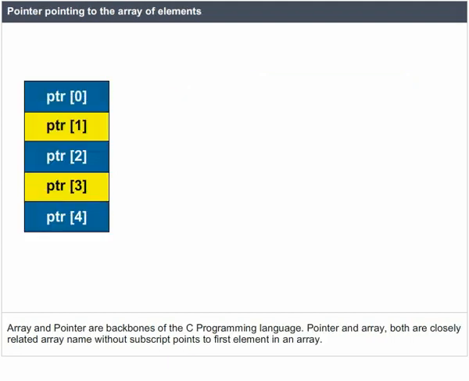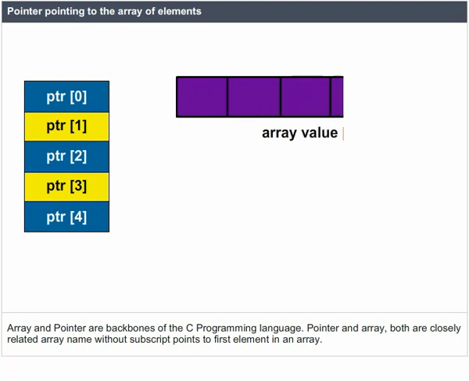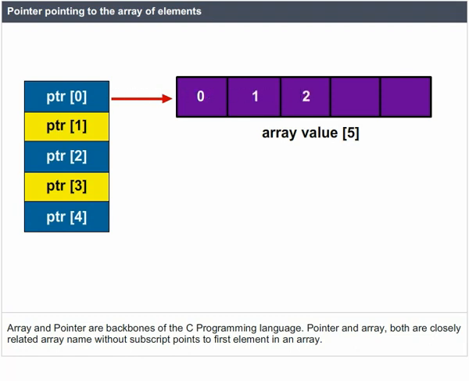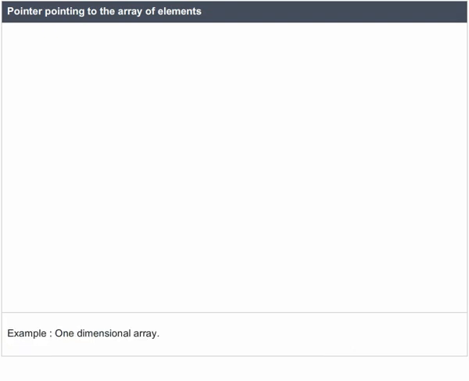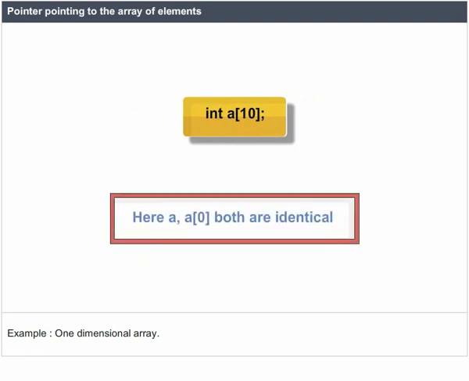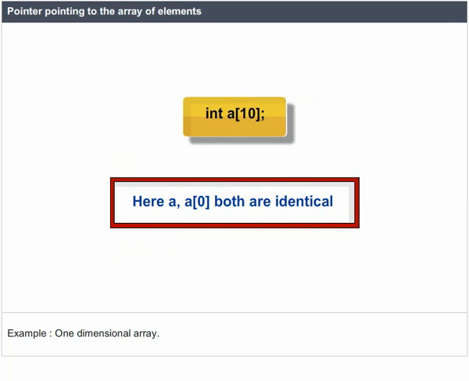Array and pointer are the backbones of the C programming language. Pointer and array are both closely related. An array name without a subscript points to the first element in an array. Example, one-dimensional array: int a[10]; Here a and &a[0] are both identical.